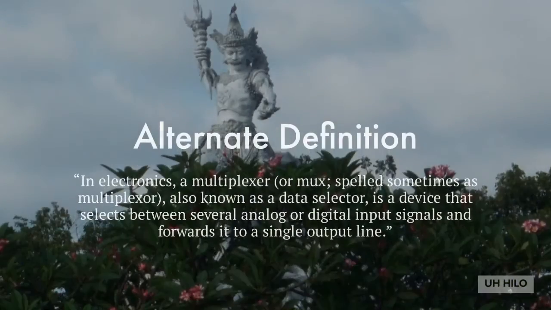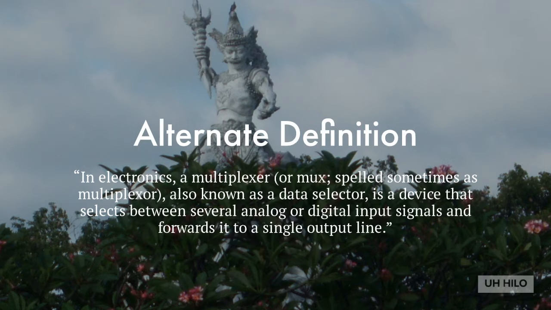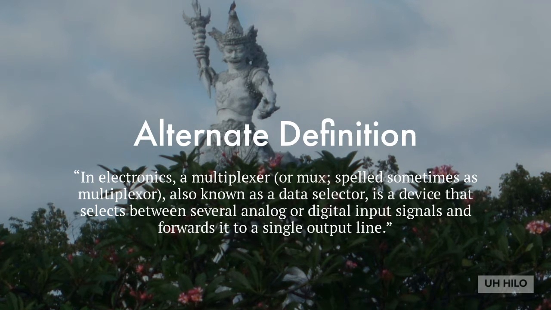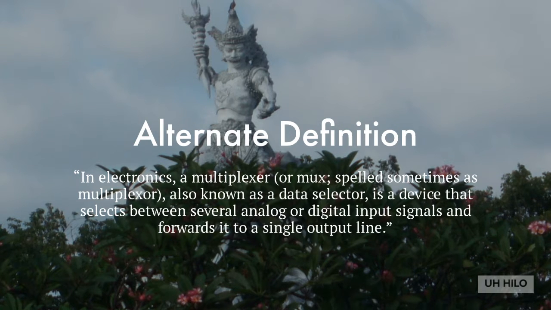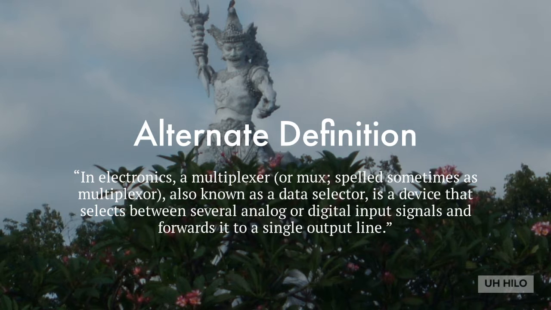selected. If this has left you a bit confused, here's a simpler definition of a multiplexer from your old pal Wikipedia. In electronics, a multiplexer, or mux, sometimes spelled as multiplexer, is also known as a data selector. It's a device that selects between several analog or digital signals and forwards it to a single output line. You can also think of a multiplexer as a way to select from many input streams in the same way that you would select a channel on your TV.